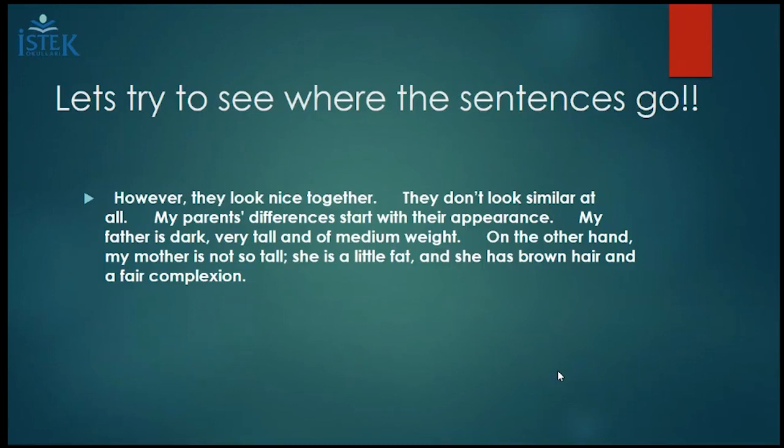However, they look nice together. They don't look similar at all. My parents' differences start with their appearance. My father is dark, very tall, and of medium weight. On the other hand, my mother is not so tall. She is a little fat, and she has brown hair and a fair complexion. Which sentence goes first, second, third, fourth, and so on? Let's start now. I'm giving you 1 minute.